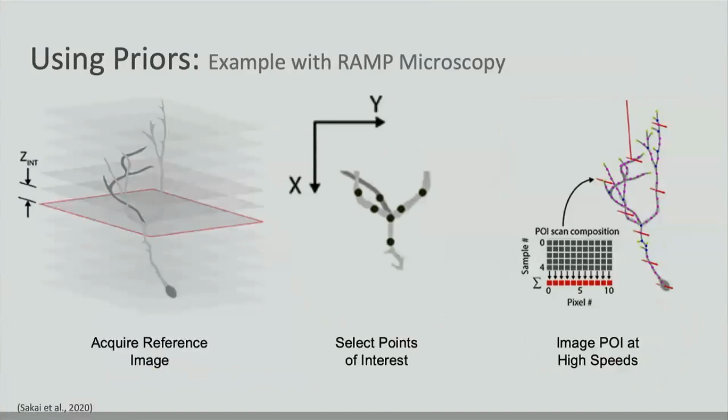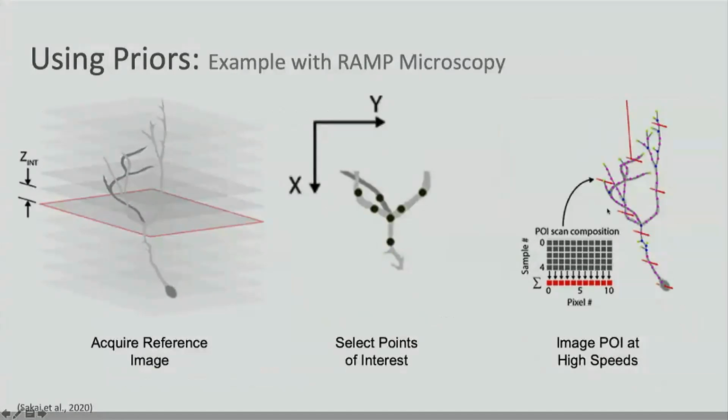So I'll use an example from our lab, where we use random access multiphoton microscopy, to show how this works. You first acquire a slow reference image volume, and this volume contains a neuron. Then you select points of interest across the neuron's arbor that you want to measure, and then you use the random access multiphoton aspect of the microscope to only sample from those areas.